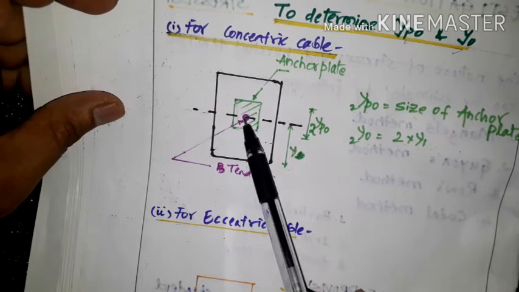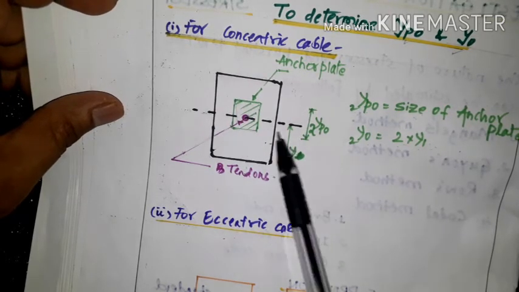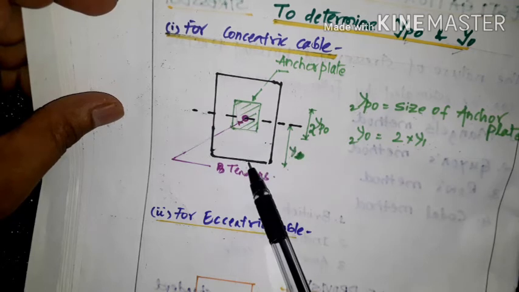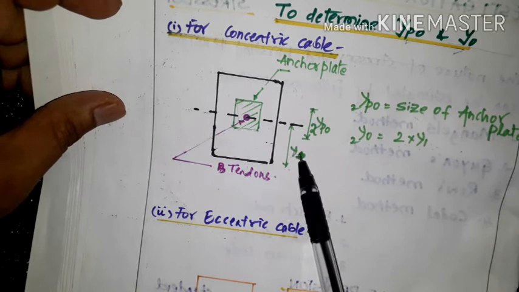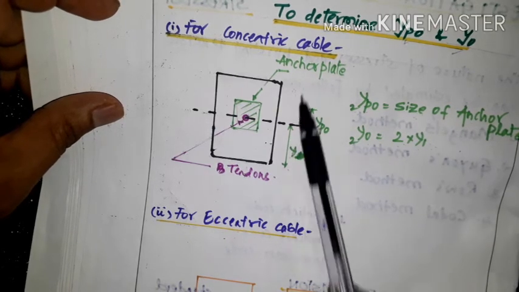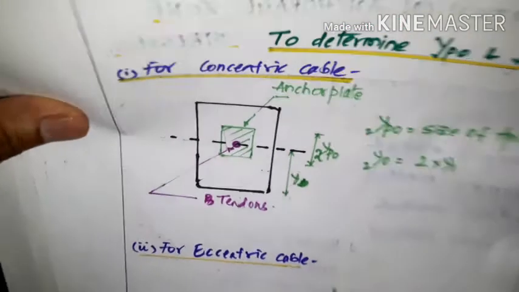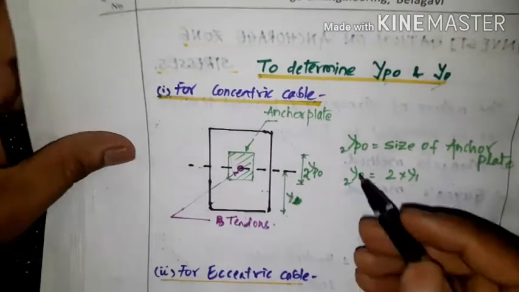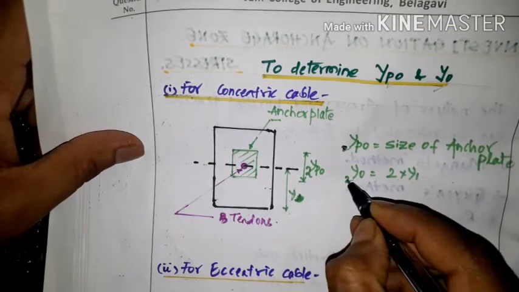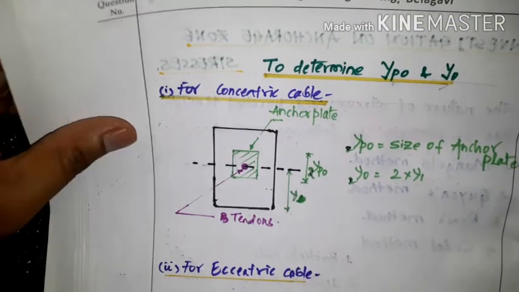And y1 is the centroidal distance from the center of the cable to the extreme face of the beam section. That's why it is y1 plus y1, so that will be y naught. Small correction, here it is yp naught and y naught.